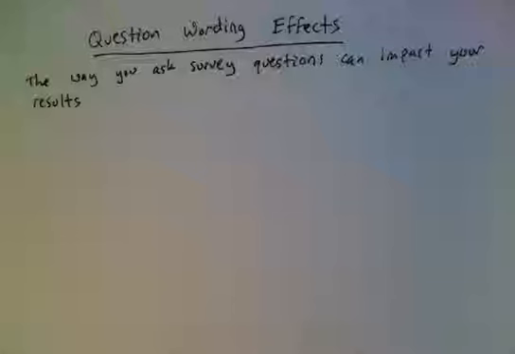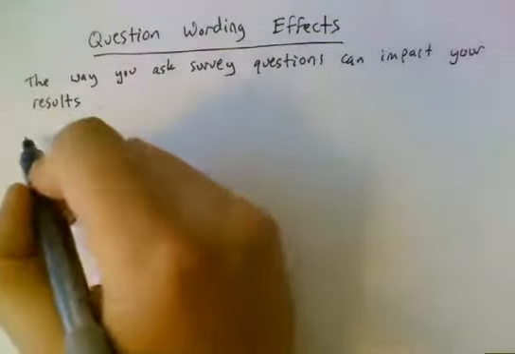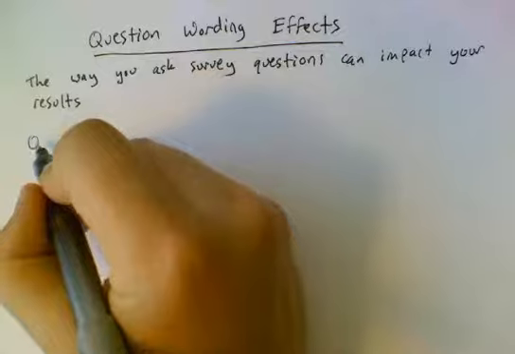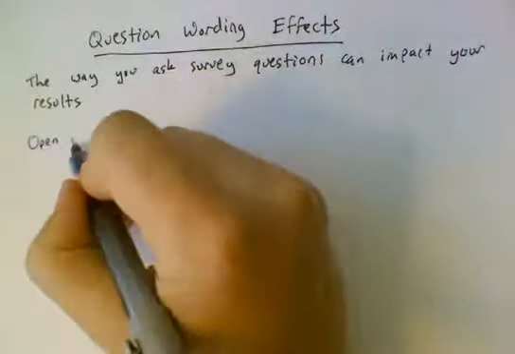When conducting surveys, it's important to not only get a representative sample, but also to be very careful about how you word your survey questions. In this lesson, we're going to talk about question wording effects, which simply mean that the way that you ask survey questions can impact your results, even if the underlying opinions of the people that you're asking don't actually change. So the first type of question wording effects we're going to look at is open versus closed questions.